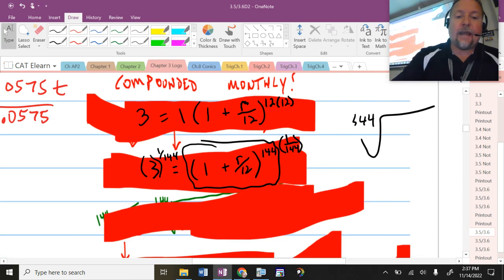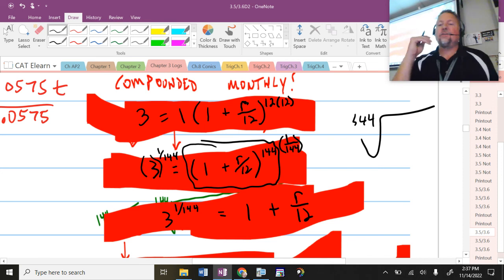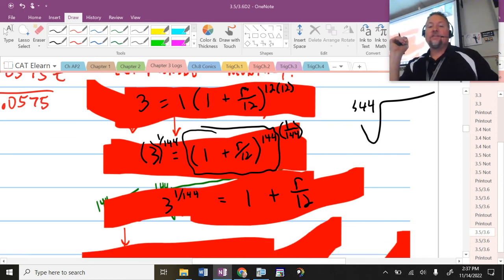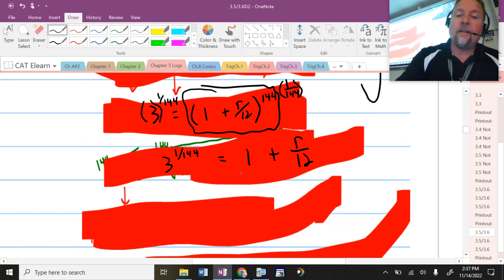All right. And then guess what happens? 3 to the 1 over 144th power equals a free 1 plus r over 12. And then what should I do next? Subtract 1. I'm going to get this ready for the calculator. And then what? Multiply by 12.